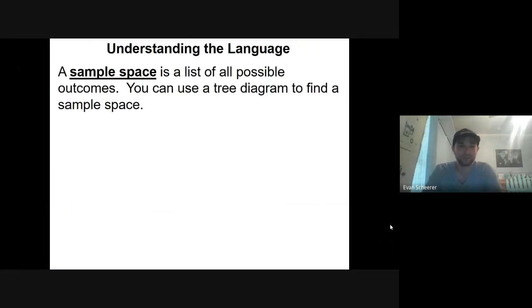So first we need to understand what a sample space is. A sample space is all the possible outcomes. And we're going to be using tree diagrams to find the sample space. So just remember that sample space is all the possible outcomes. It's like a giant space, and we're just putting our answers into there.